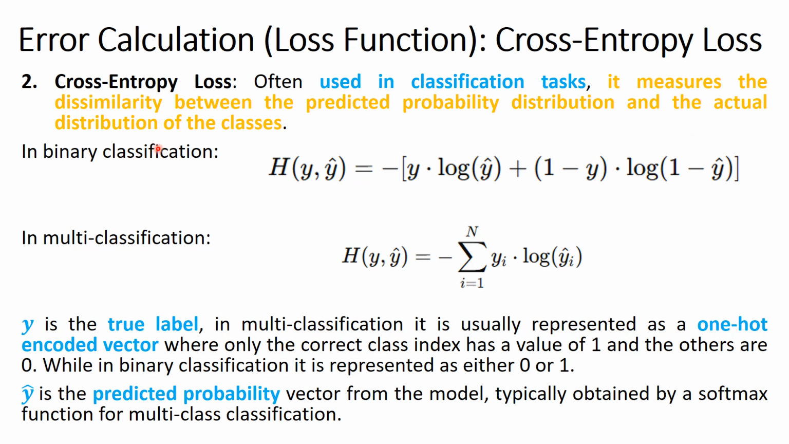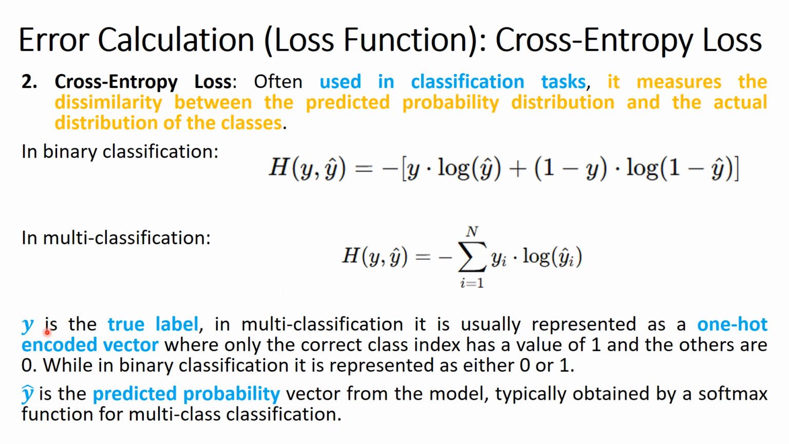In binary classification, it is calculated like this: H(y, ŷ) = -y · log ŷ + (1 - y) · log(1 - ŷ). And in multi-classification, H(y, ŷ) = -Σ from i=1 to n of yi · log ŷi.